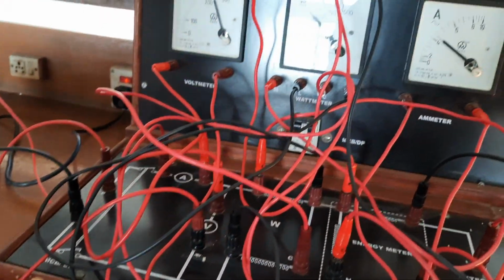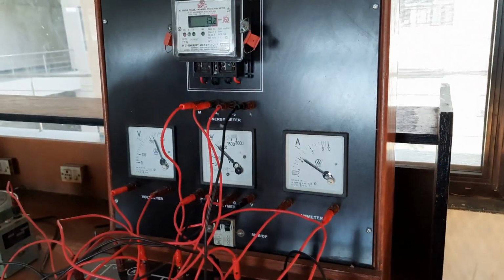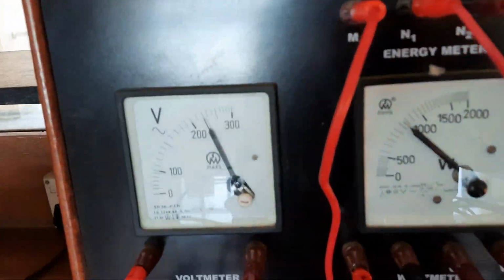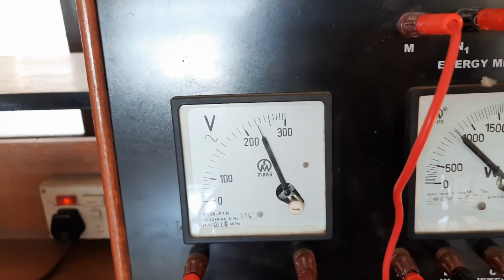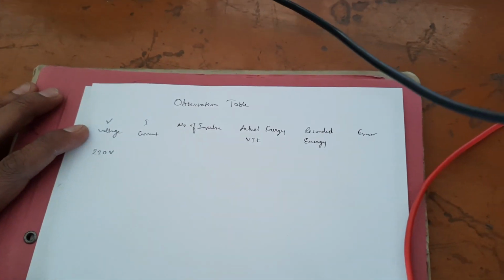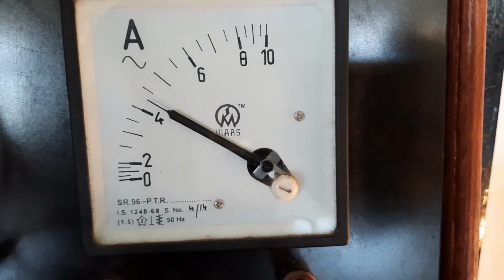Now the voltmeter reading. Now we are filling our observation table. Here the voltmeter is showing 220 volts, so we can put it here, 220 volts, and your ammeter is showing 4.5 amperes.